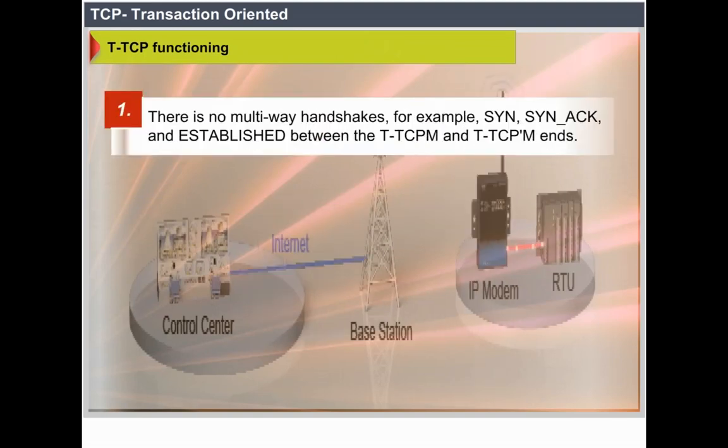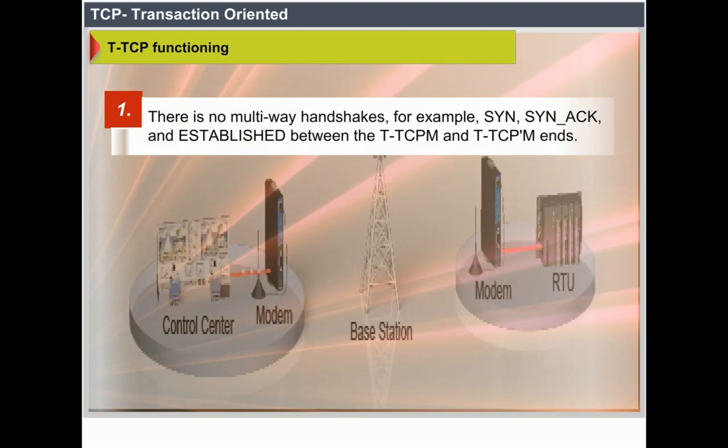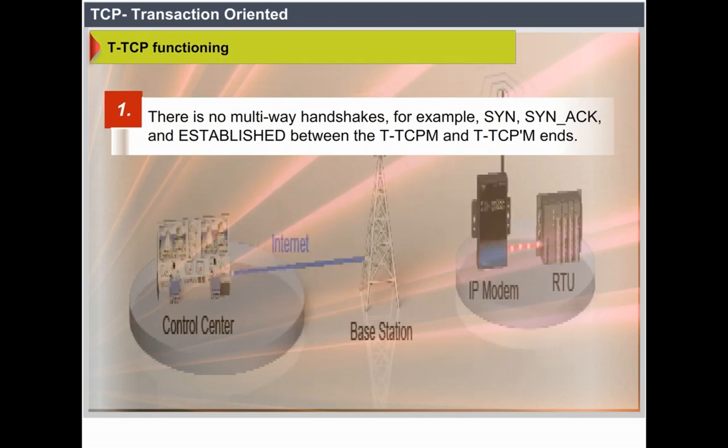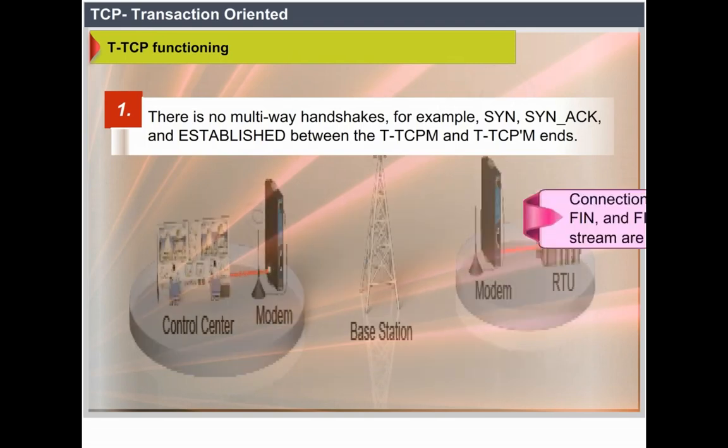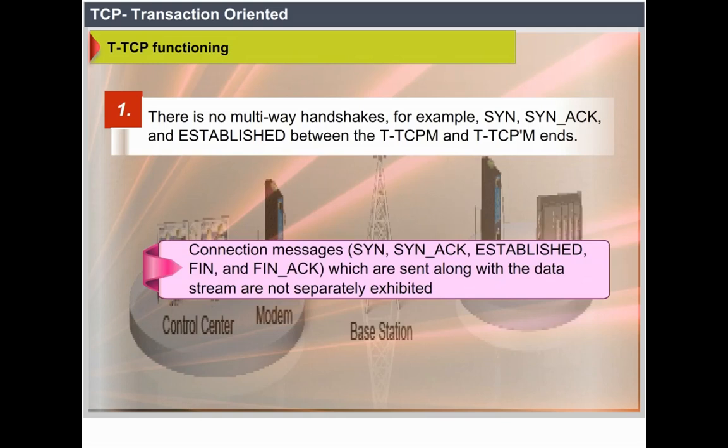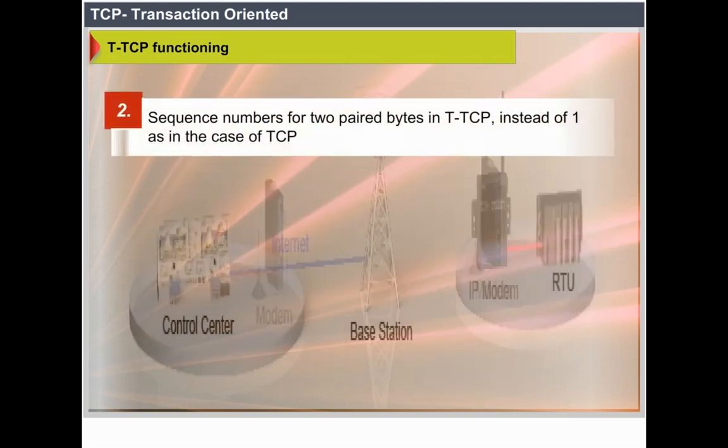There are no multi-way handshakes, for example, SYN, SYN_ACK, and established, between the TTCP ends. Connection messages SYN, SYN_ACK, established, FIN and FIN_ACK are sent along with the data stream and not separately.